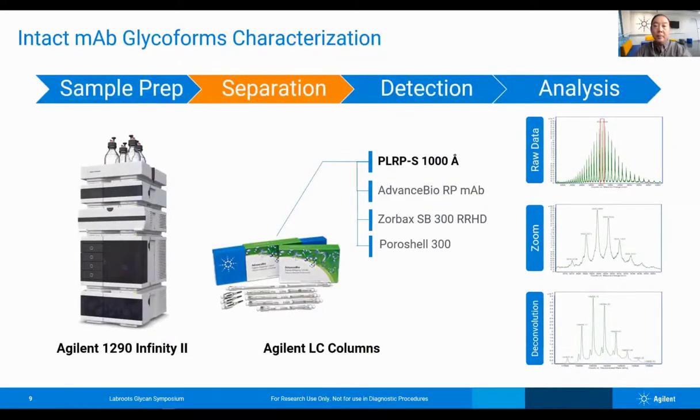Since every protein behaves differently, we have a portfolio of Agilent's antibody BioLC columns available, offering a range of different separation capabilities. We have particularly had good success for rapid separation of the intact antibody, as well as the reduced light and heavy chains of the subunit using this PLRP-S 1000 angstrom column.